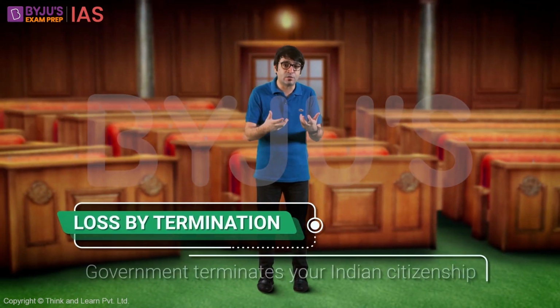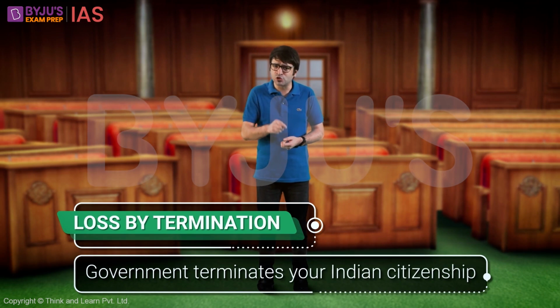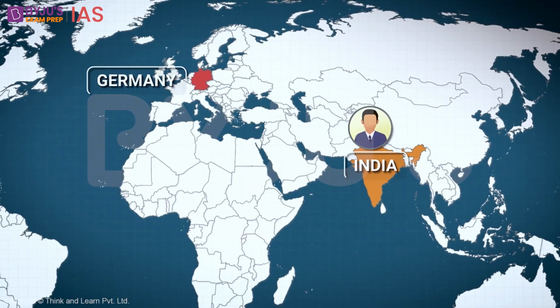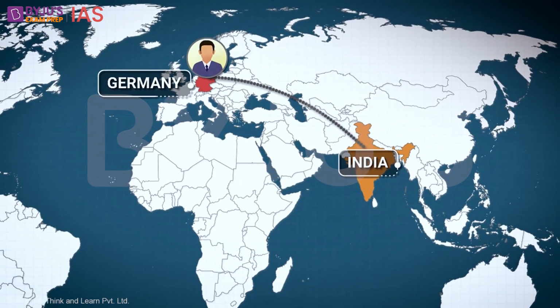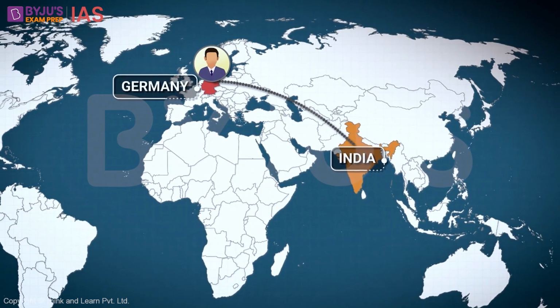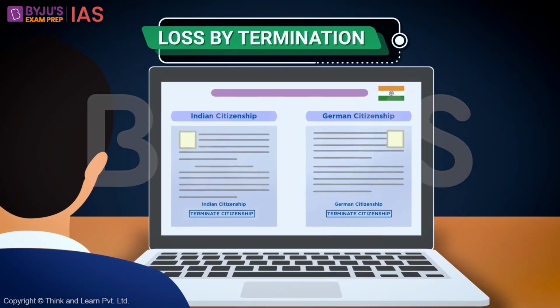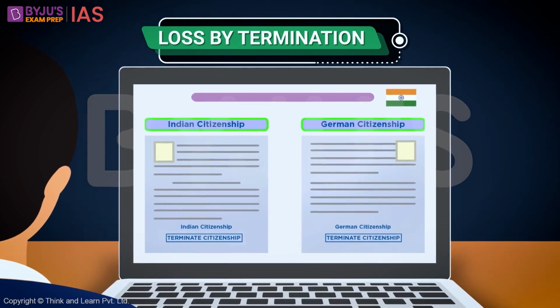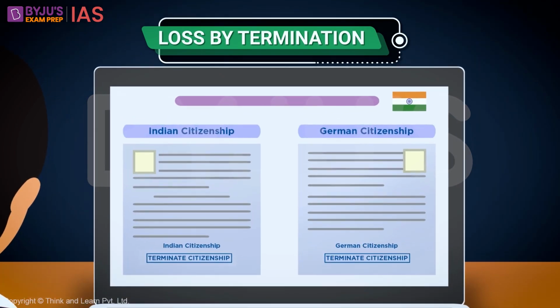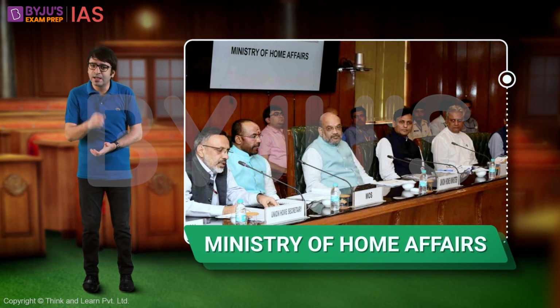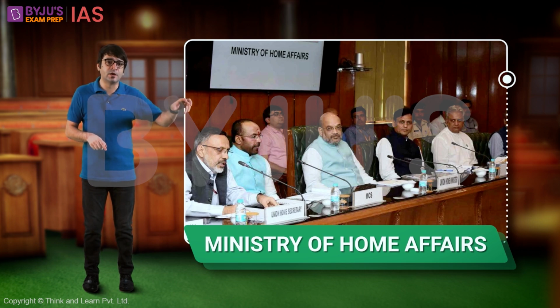And termination is done by the government. The government terminates your Indian citizenship. Why? You are an Indian. But now you move to Germany, for example. And in Germany, you have acquired the citizenship of Germany. But the government of India knows that you have acquired the citizenship of Germany, and at the same time, you have not renounced your Indian citizenship, which means you are holding 2 citizenships at the same time, which is not allowed. And that is why the government can terminate your Indian citizenship. And who is responsible for all of this? MHA, Ministry of Home Affairs, which is the nodal agency for all citizenship matters. MHA can terminate your Indian citizenship if you have acquired the citizenship of a foreign country.